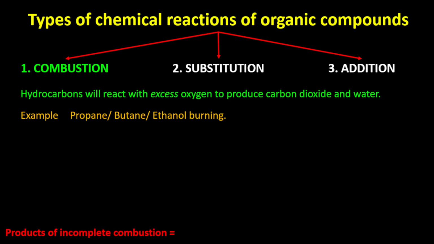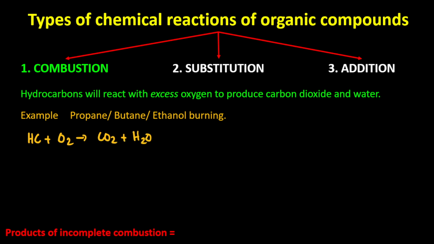Alright, so in this video, we're going to look at the types of chemical reactions given by organic compounds. This is still very basic, okay? So first thing is hydrocarbons. Every hydrocarbon, when they react with excess oxygen, will produce carbon dioxide and water. For example, propane or butane or ethanol or any hydrocarbon. Okay, so any hydrocarbon, when they react with oxygen, will give out carbon dioxide and water.